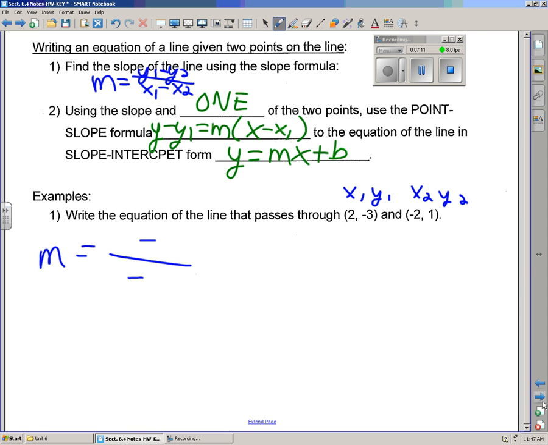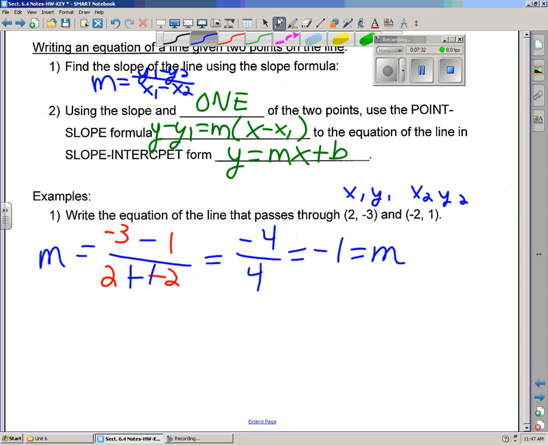So when you dump in those points, you're going to get -3 on the top with a 1, and then a 2 and a -2 on the bottom. When you do the math, you get -4 over +4, so -1 is your slope. Well, you now have to take that slope and one of those 2 points to use in the point slope formula. It doesn't matter what you choose. I'm just going to go for the first one. No particular reason. I'm just going to pick that.